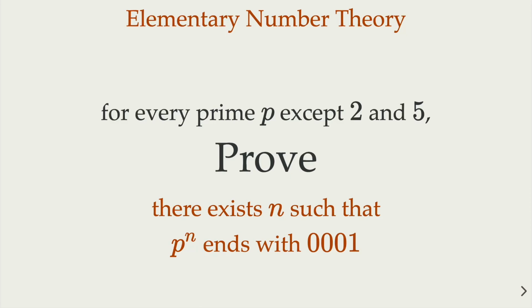Today we'll revisit this problem: for every prime number except 2 and 5, we have some integer n such that p to the nth power ends with the digits 0, 0, 0, 1. In the previous video, we used the pigeonhole principle to prove this fact. For those who haven't seen the video, I suggest that you pause and go check it out.